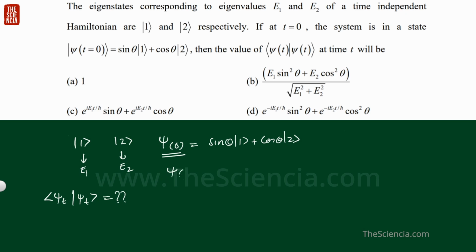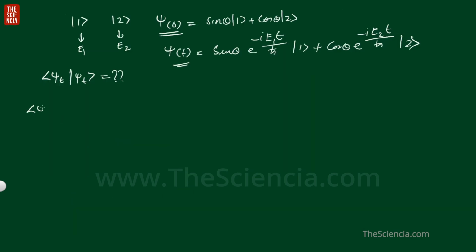That is, psi of t is equal to sin theta e raised to minus i, energy of the first state, that is ket 1, E1 t by h cross, ket 1, plus cos theta e raised to minus i E2 t by h cross ket 2, because the energy associated with ket 2 is E2. Okay, so now we got the psi of t. Now what do you have to do? You have to find out the scalar product of psi of t.